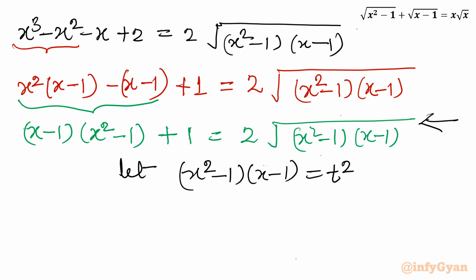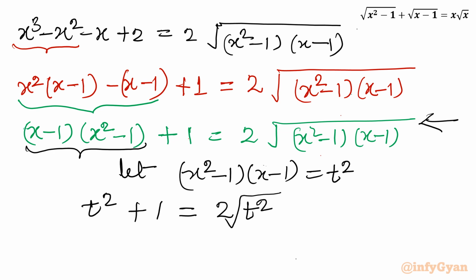So what will happen? I will write here it is t² plus 1 equal to 2 times, and this one we will write as the square root of t². Now you can cancel these two terms. It is equal to 2t.